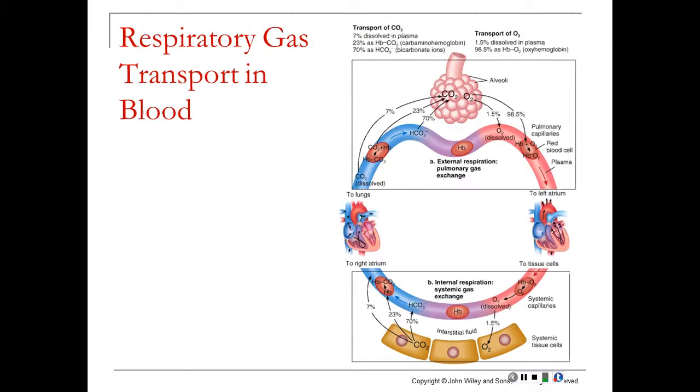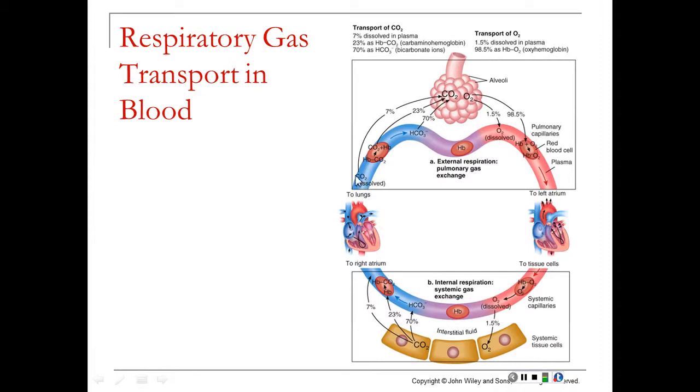Here you can see this in a complex process. Your book always has very nice diagrams for this. So let's start up here in the external respiration with pulmonary gas exchange. That low oxygenated blood coming from our heart into our pulmonary circulation is going to get rid of carbon dioxide. Here you can see our red blood cell with its bicarbonate ion and carbaminohemoglobin on it. You can see the bicarbonate ion here. 70% in our blood is bicarbonate ion.